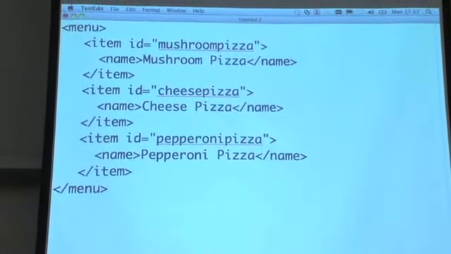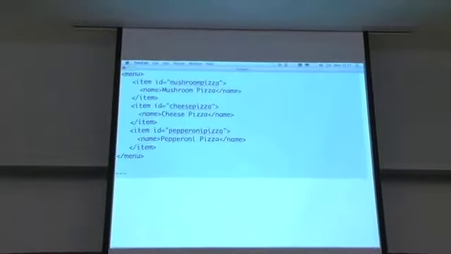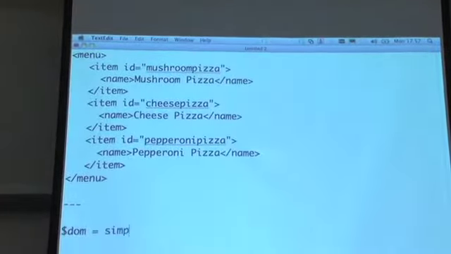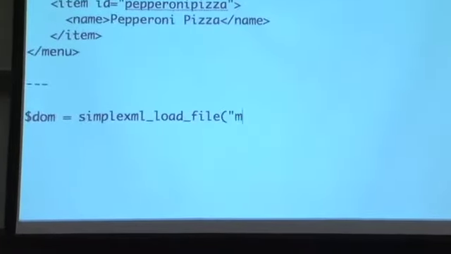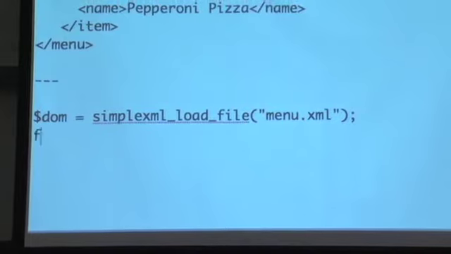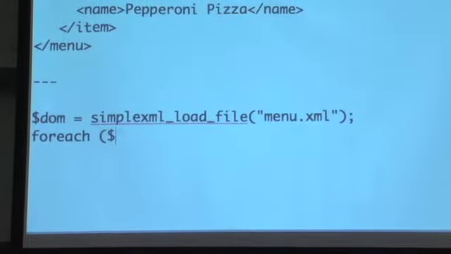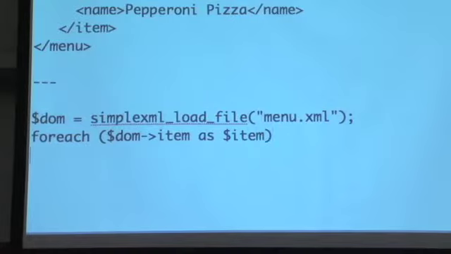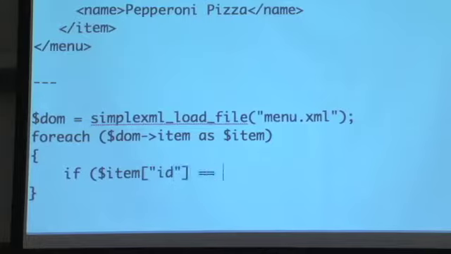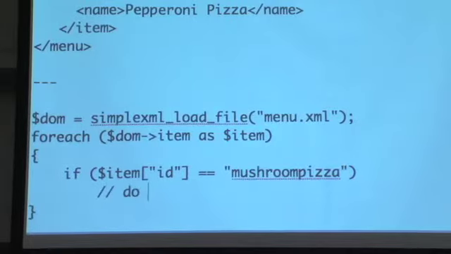OK, so now I have a menu. It's got 3 items in it. I can certainly iterate over each of these item elements by doing something like this. So now let's change contexts. And let's pretend we're back in PHP mode from last week. I might do this. SimpleXML load file. I can load menu.xml. And then I can iterate over each of these elements, recall, by doing something like this. For each DOM item as item, I can just do something like if item ID equals mushroom pizza, then go ahead and do something. Now, of course, I probably wouldn't be hard coding into my program the key mushroom pizza.